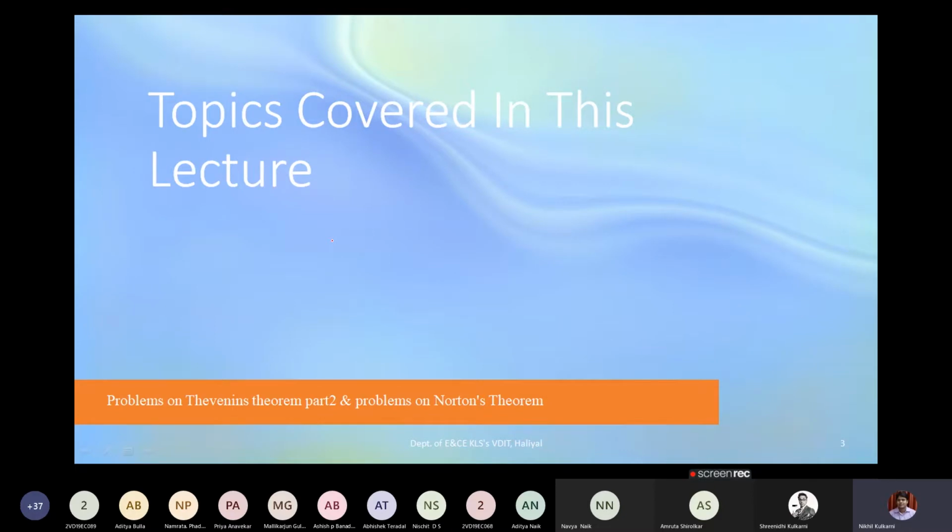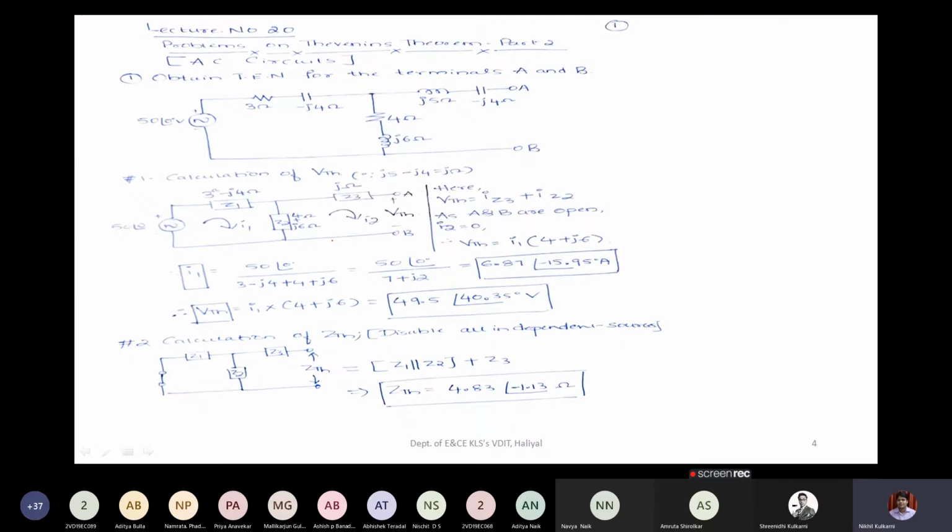Now, coming to the first problem here, this is again based on AC circuits. What is being asked? You have to find Thevenin's equivalent network for the terminals A and B. Across A and B, you should reduce it to Thevenin's equivalent network.